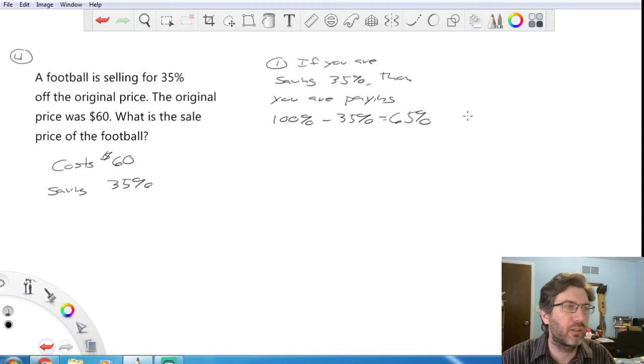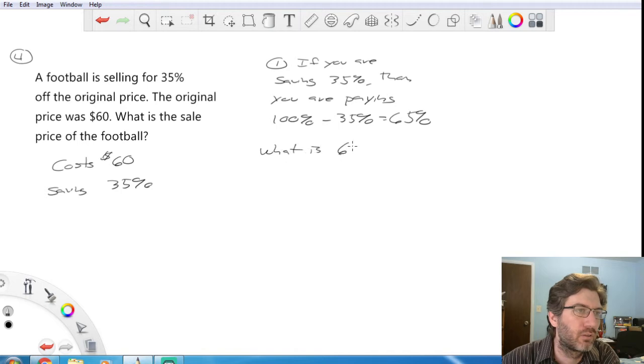That's one way to look at that. And then you just want to find out what 65% of 60 is. And that's just multiplying 60 times 0.65. And this will equal your sales price.